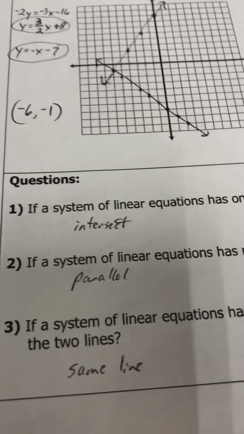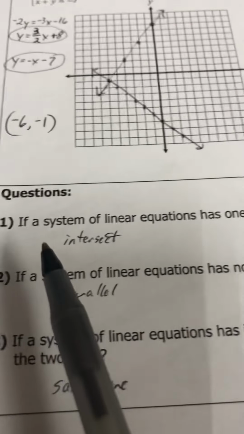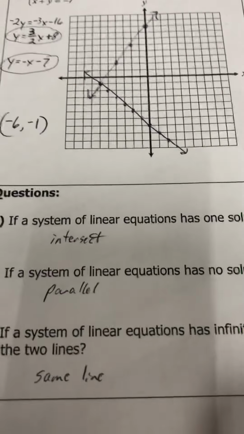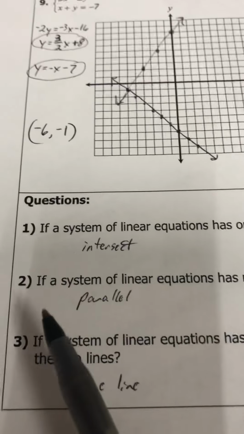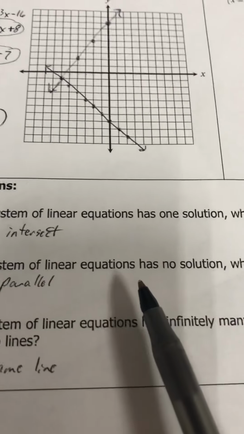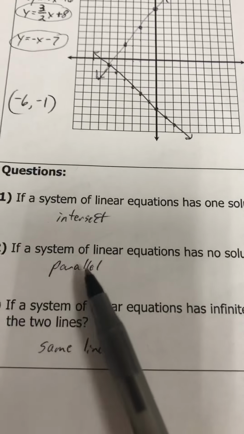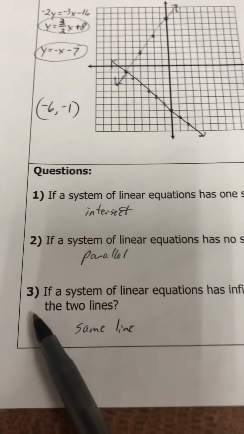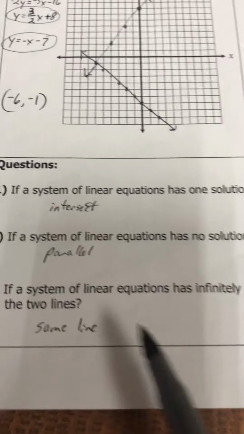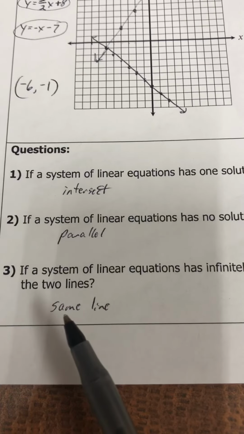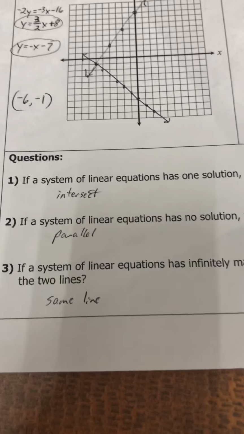And then these, I just thought I'd go through all of them. 1, if a system of linear equations has one solution, what does this mean about the two lines? That means that they intersect at that point. 2, if a system of linear equations has no solution, what does this mean about the two lines? That means that they are parallel. 3, if the system of linear equations has infinitely many solutions, what does this mean about the two lines? It's the same line. They're on the same line.